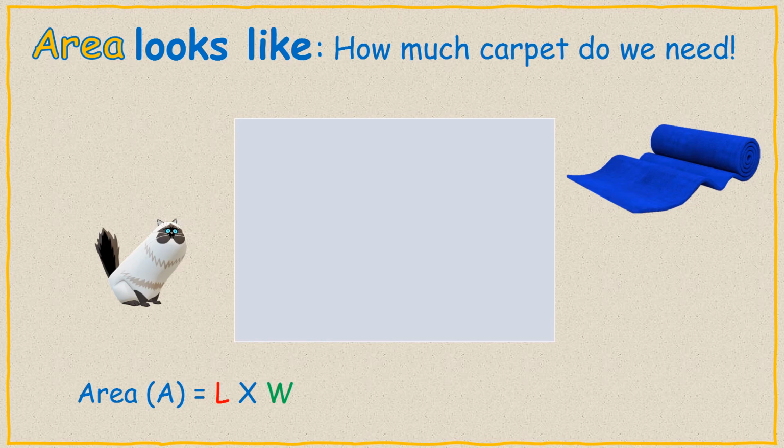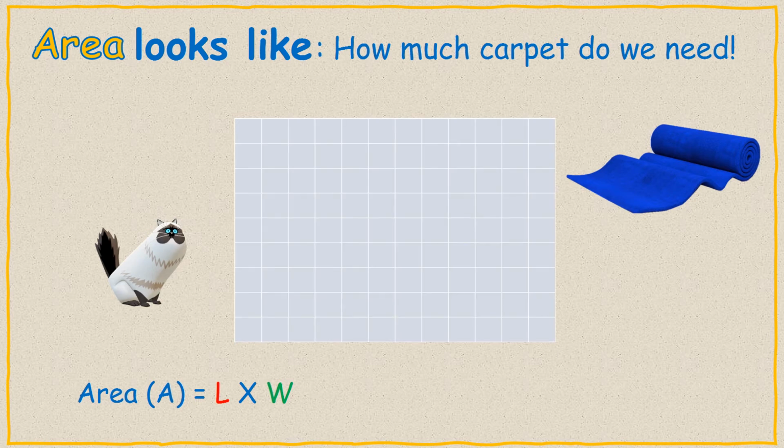Area equals length times width. Once again, I'm trying to figure out the total amount of square units I would need. Now, I could go in and count 1, 2, 3, 4, 5, 6, 7, 8, 9, 10, 11, 12, 13. I could go and count each one of those square units. But let me tell you, I like to work smarter and not harder. It would take me forever to count all of those individual square units. So this is where the formula for area comes in handy.